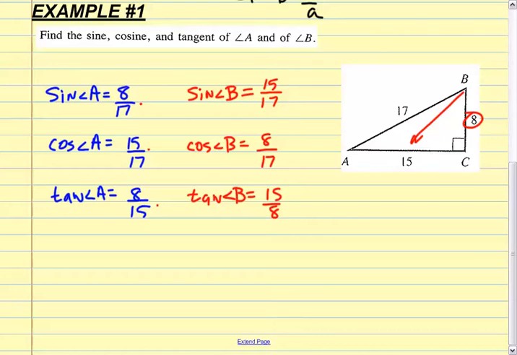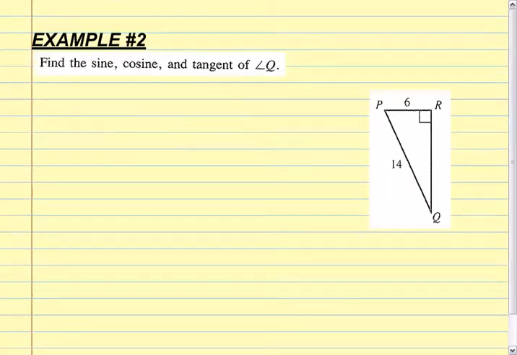Okay? Now, let's scoot down. Let's look at the next example. It says find the sine, cosine, and tangent of Q. Okay, well, let's do that. Here's angle Q right here. I see what they're doing. Sine of Q, sine of angle Q, I'm sorry.